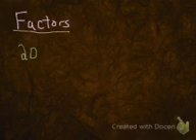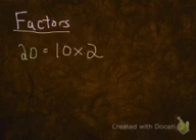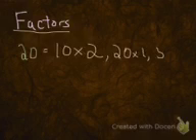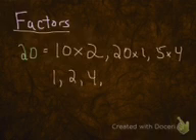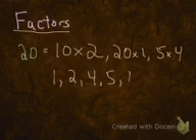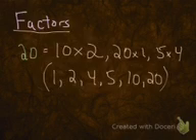Factors is another topic. Factor just means something times something to equal the product. So factors of 20 are 10 and 2, 20 times 1, 5 times 4. Here I'm listing them as factor pairs, or you list them in sequence, 1, 2, 4, 5, 10, 20. Okay, that's all it is, factors of a number. You can go ahead and try to find factors of 24. Pause the video if you want time to do it on your own.